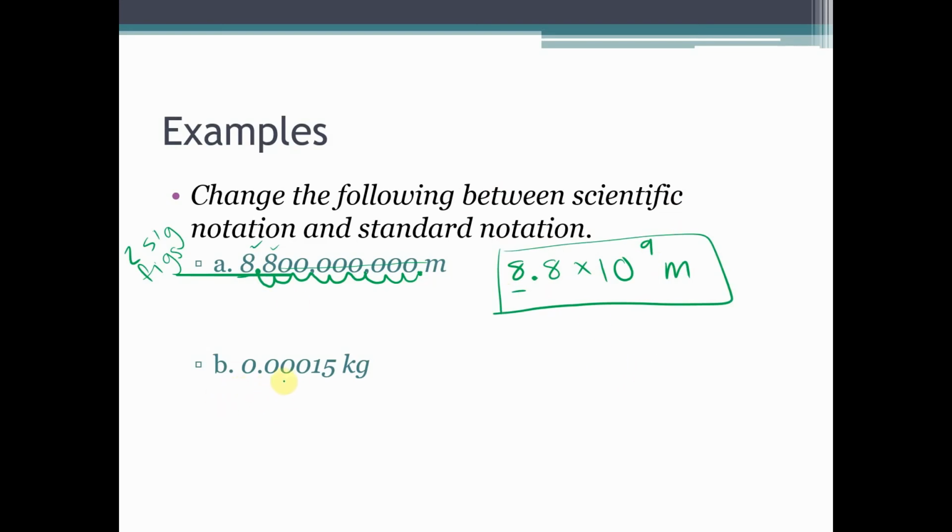B is 0.00015 kilograms. This is a really small number, so we should end up with a negative exponent. Counting our sig figs here, we've got some leading zeros. Remember, those never count. We have 2 non-zeros, so we have 2 sig figs here as well.